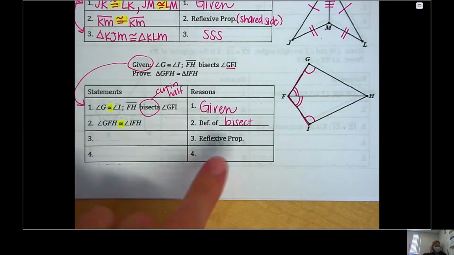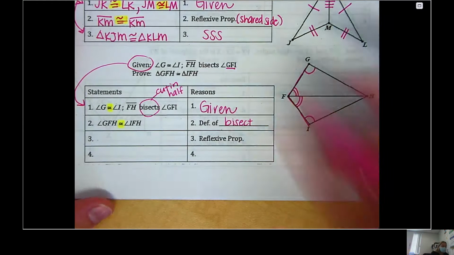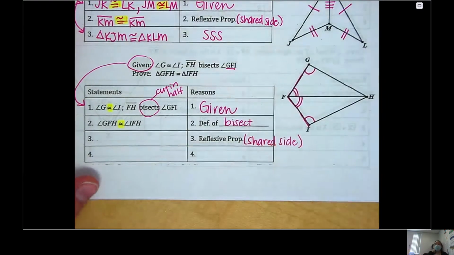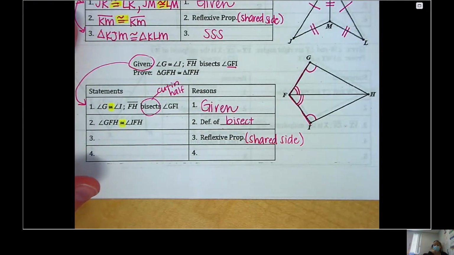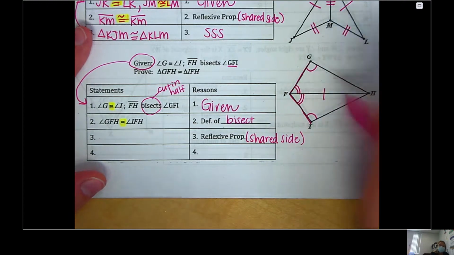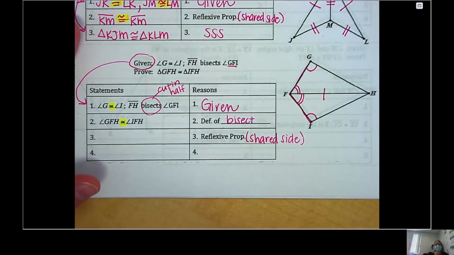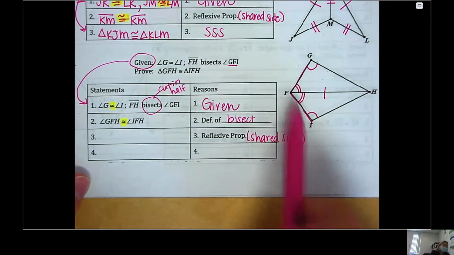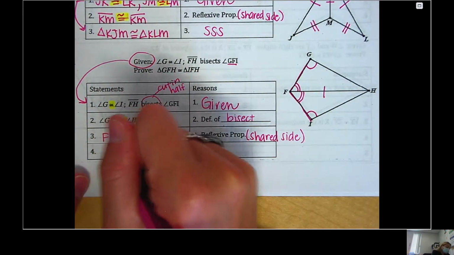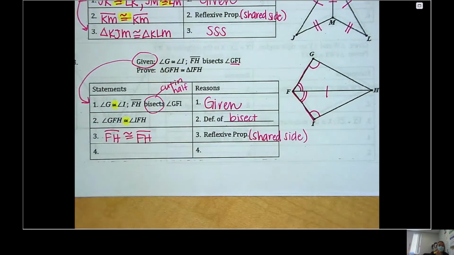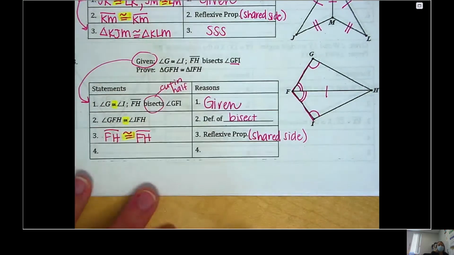congruent symbol. My third one is reflexive property, which means a shared side. Which side do they share? FH. Good. What should I put on FH? A tick mark. Okay. My statement has to say that that side is congruent to itself. So what should my statement be? FH is congruent. Exactly. FH is congruent to FH. There is my third congruent symbol.